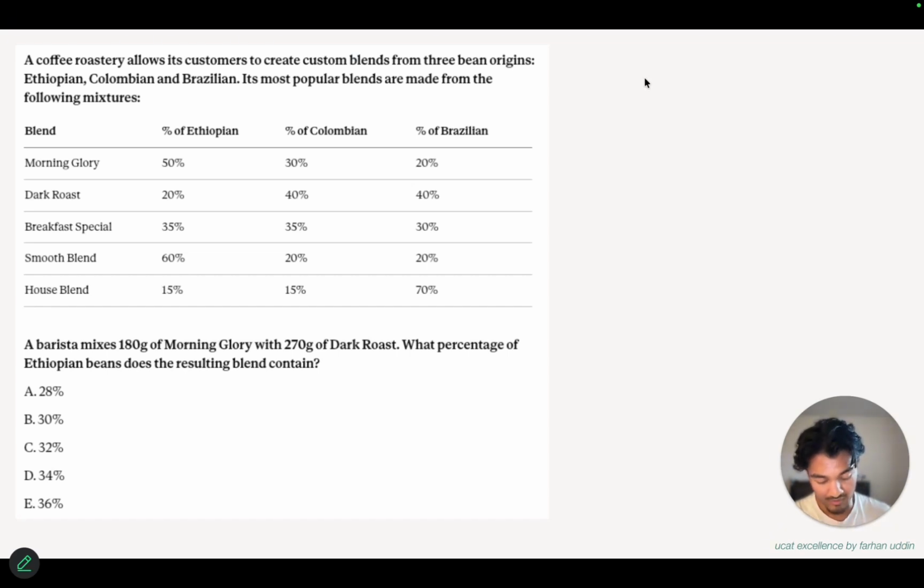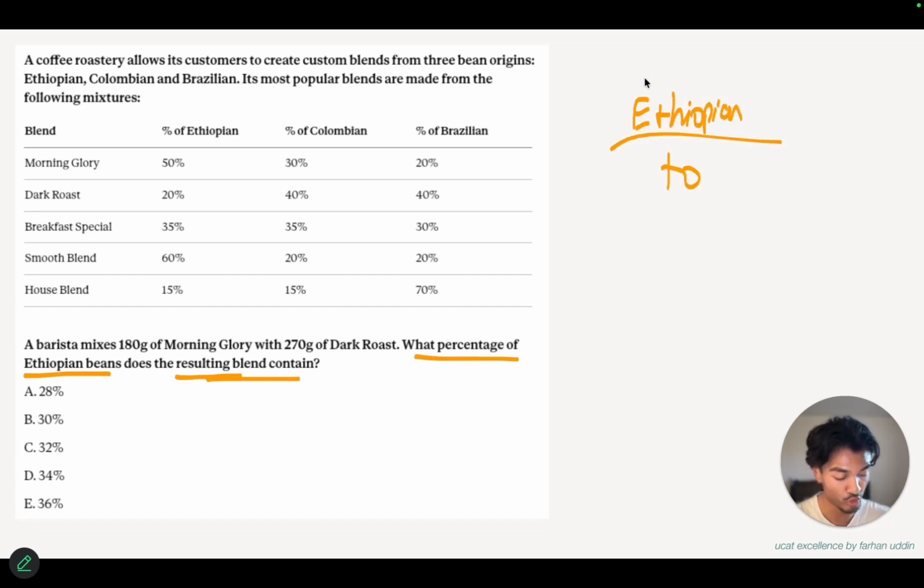So, we know that we're basically looking for the percentage of Ethiopian beans in the resulting blend. So, what does that mean? We want the percentage of Ethiopian beans in the total. These are the two numbers that we need to figure out. So what's the total to begin with? Well, we know 180 plus 270 gives us a total of 450 grams. Now, we just need to figure out how many grams of Ethiopian beans are in there.